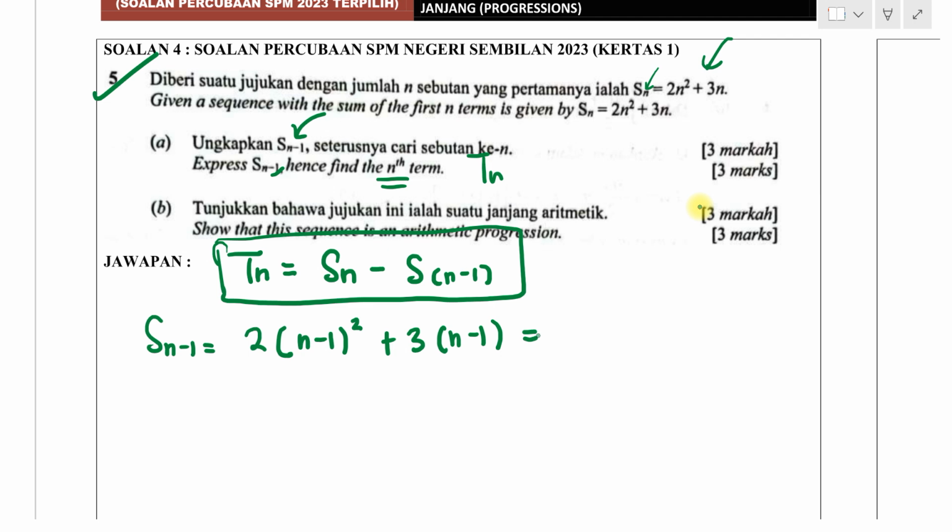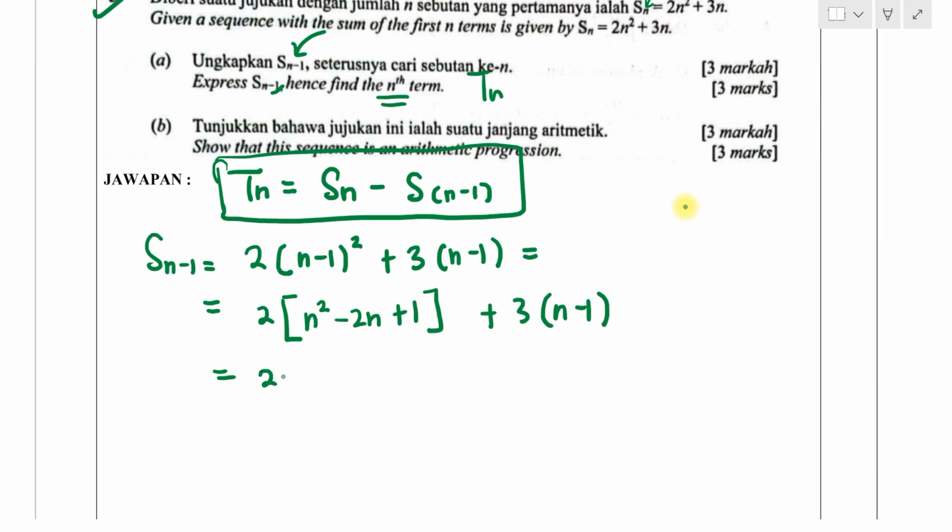So what will it give us? 2 times n squared minus 2n plus 1, plus 3 bracket n minus 1. Now it is time to expand everything. 2n squared minus 4n plus 2 plus 3n minus 3. So 2n squared minus 4n plus 3n minus 3 plus 2, which is 2n squared minus n minus 1. At least you must get this. If you get this, then good.